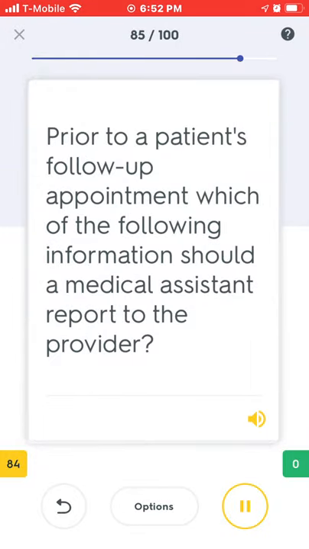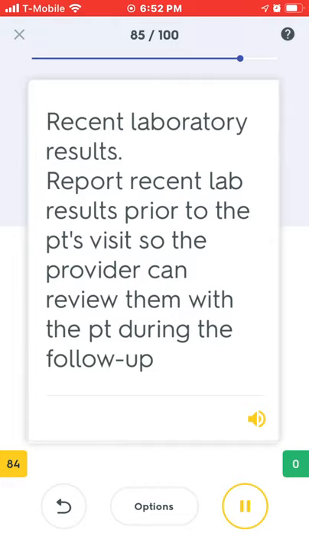Prior to a patient's follow-up appointment, which of the following information should a medical assistant report to the provider? Recent laboratory results. Report recent lab results prior to the PT's visit so the provider can review them with the PT during the follow-up.